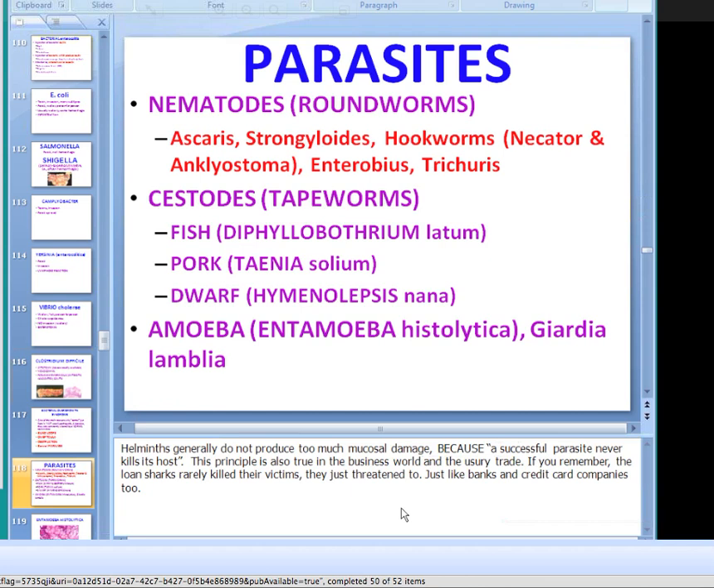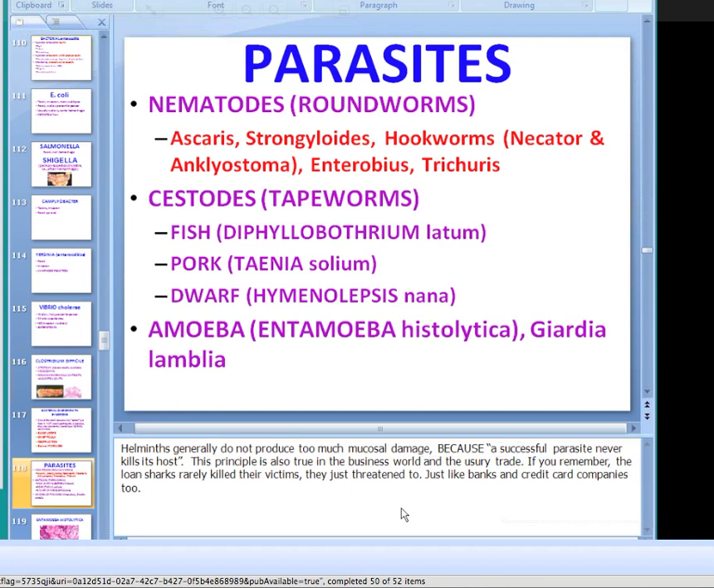The pork tapeworm, Taenia solium, the beef tapeworm, the fish tapeworm, which is Diphyllobothrium latum, the dwarf tapeworm. These are all tapeworms of tremendous worldwide importance. We just don't get them in the United States. So if you practice here, you're not likely to see much of it. But worldwide, they are of tremendous importance.